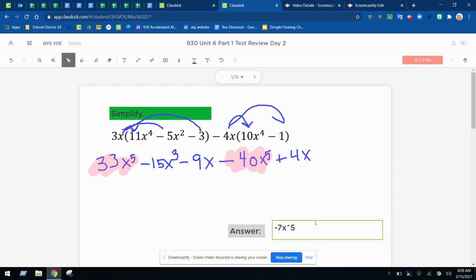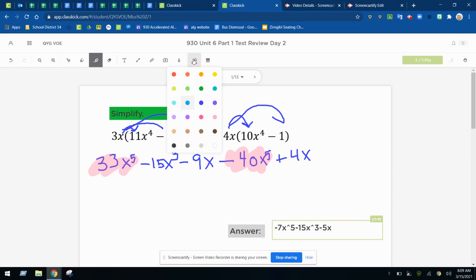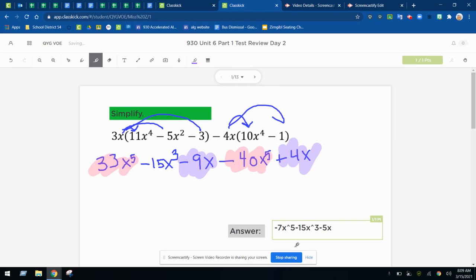And then I'm just going to continue this into standard form. Then I'll have negative 15x to the power of 3. And I actually lied to you. We do have like terms. Negative 9x plus 4x will give us negative 5x. So in our standard form, that is what we should get. Negative 7x to the power of 5, negative 15x to the power of 3, and negative 5x. So minus 15x cubed minus 5x.